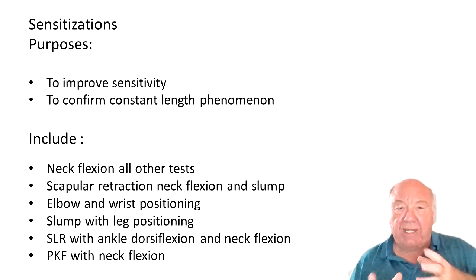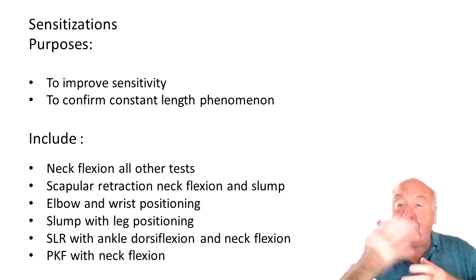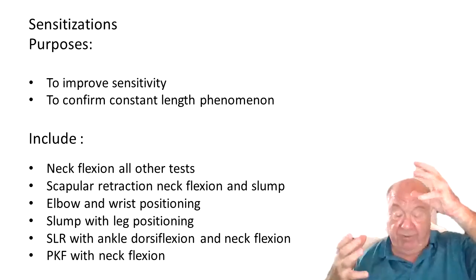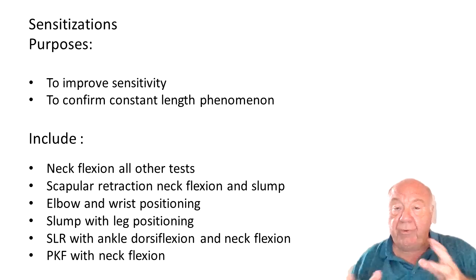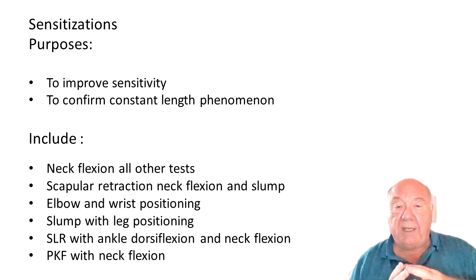The tests include neck flexion, which actually is a sensitization for all of the other tests. If I flex the neck, it pulls the dura and the neura upwards. So this will tend to stretch everything up, or at least shift it up. And if it can't move, then it will be stretched and painful. We can do neck flexion with scapular retraction, and we can do neck flexion with slump test. Elbow and wrist position, as I've just talked to you about.